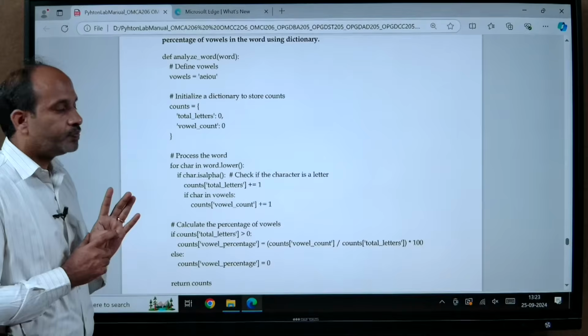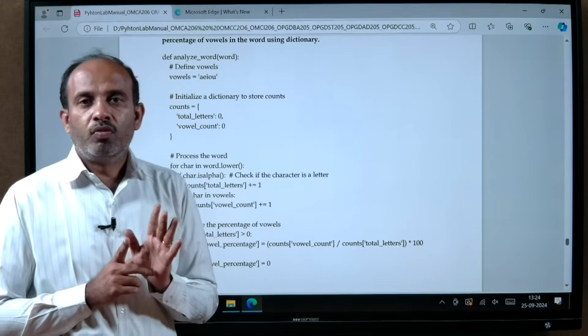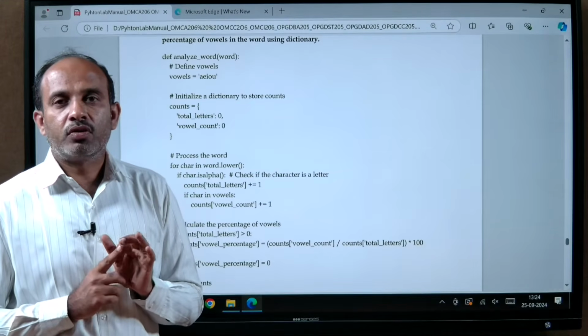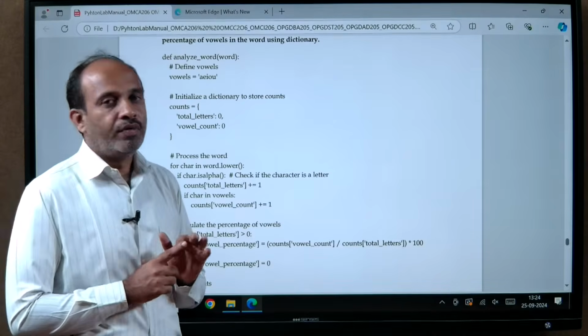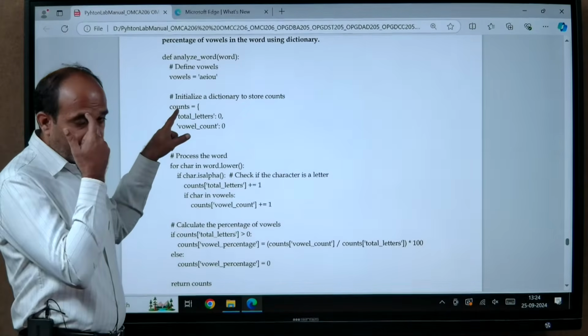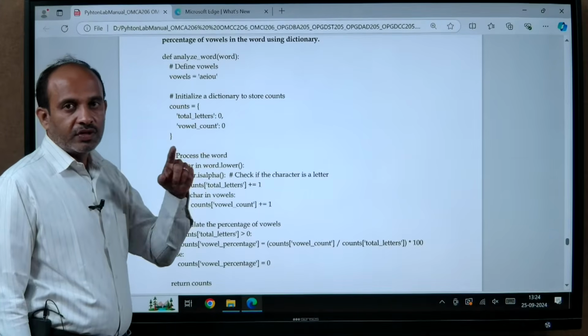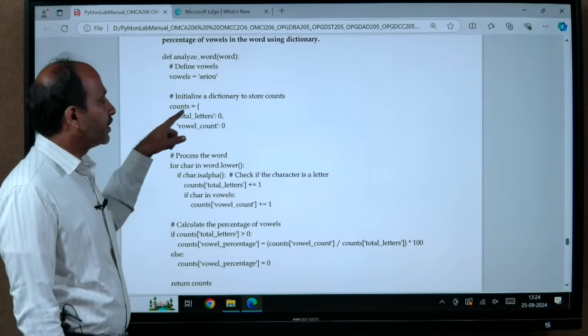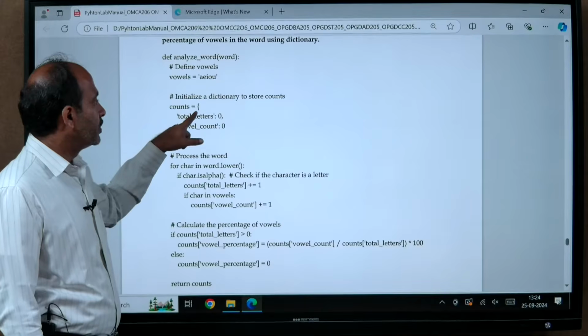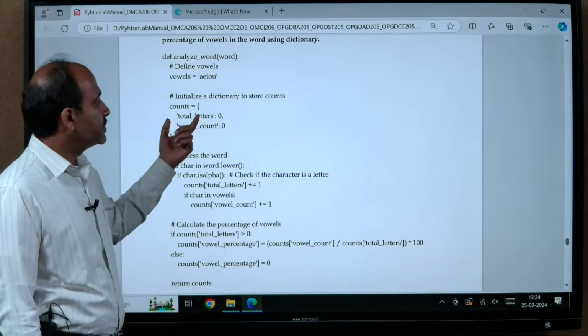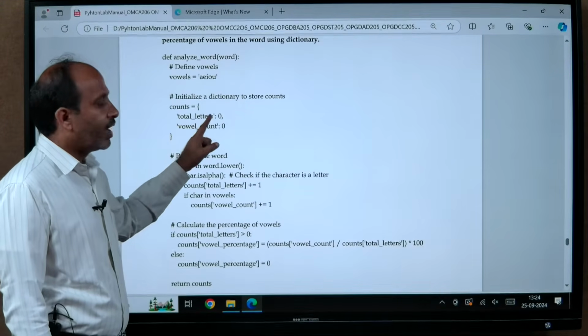What are those two? We need two values, right. One is the total number of characters, how many total characters are there, and how many vowels. So, for that is the reason count is your dictionary object. A list uses the square bracket, but here it is a dictionary, so it is a flower bracket. Open the flower bracket, first key is total letters, value is 0.